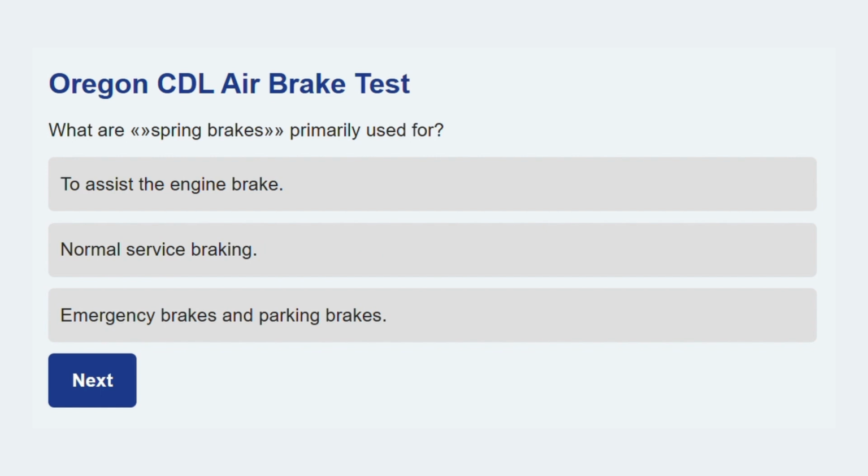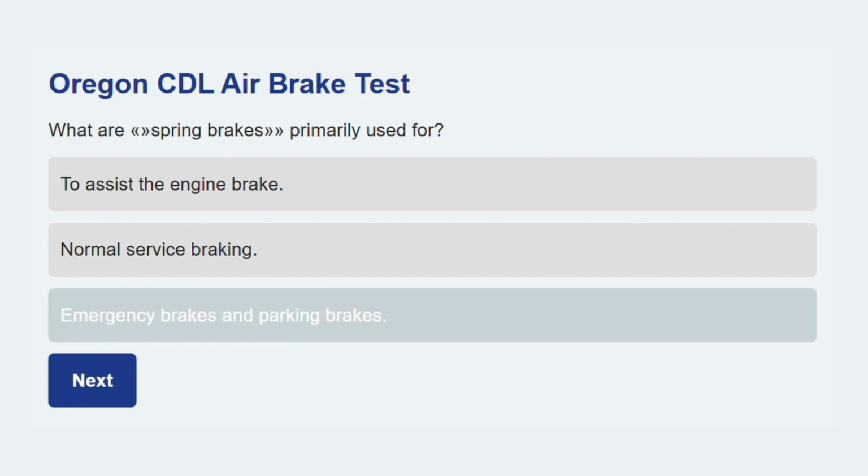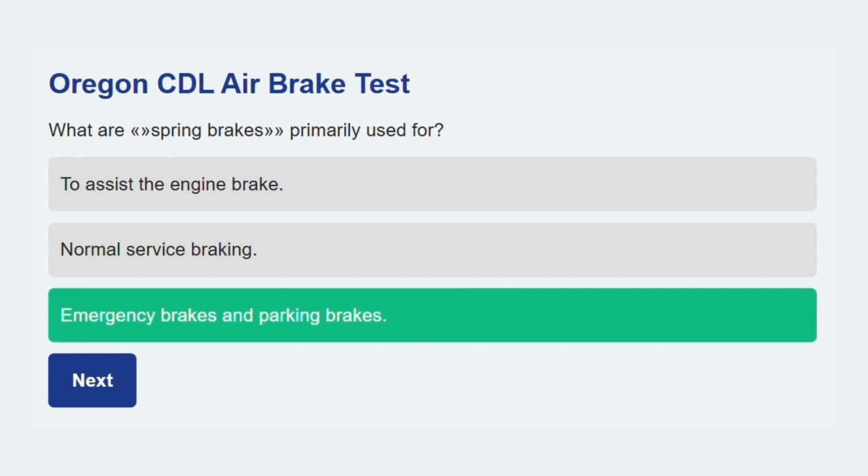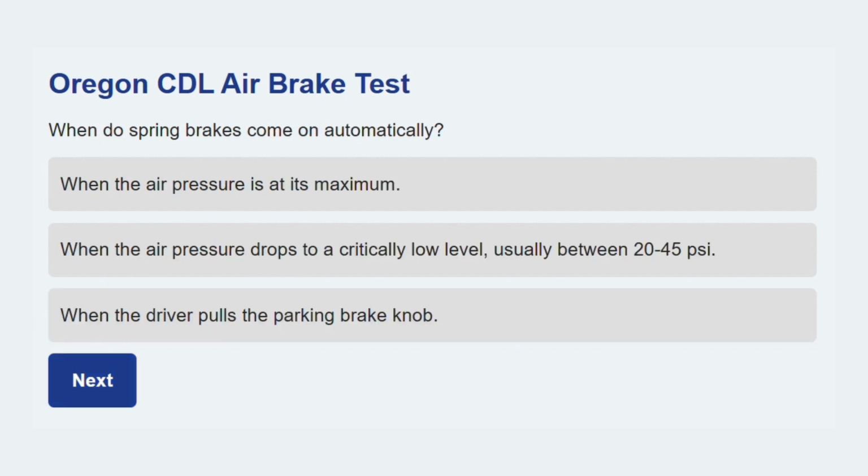On to the next question. What are spring brakes primarily used for? Emergency brakes and parking brakes. Spring brakes are held in the off position by air pressure. When air pressure is lost, they engage.